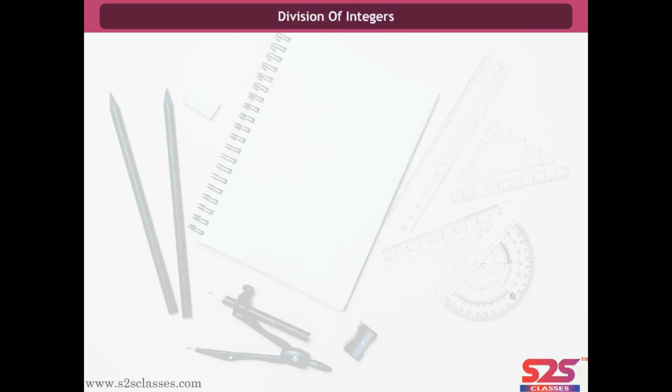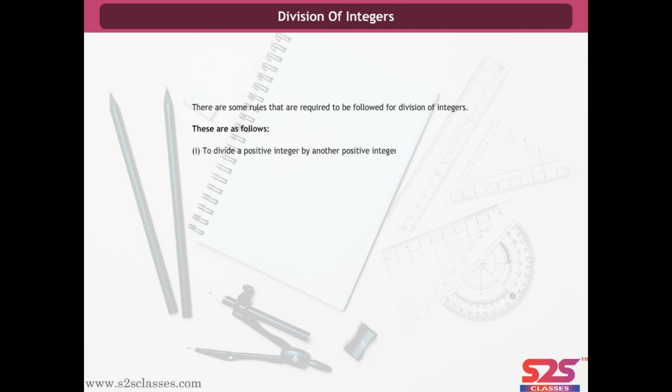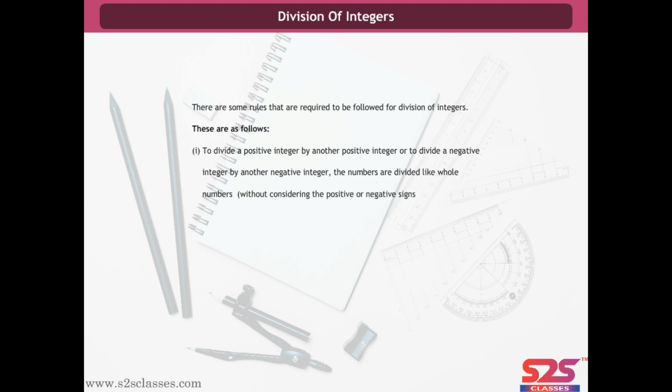Division of integers. There are some rules that are required to be followed for division of integers. These are as follows. To divide a positive integer by another positive integer or to divide a negative integer by another negative integer, the numbers are divided like whole numbers, without considering the positive or negative signs. And the quotient carries a positive sign. For example, 14 divided by 2 is equal to 7. -21 divided by -7 is equal to 3, etc.